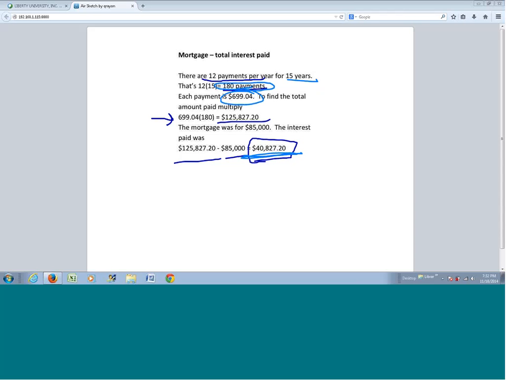yeah, it's a lot of interest, I know. But it's good to know how to figure this out, where you take how many payments you're going to be making times the amount of the payment. You can see how much total money you're going to be paying back.